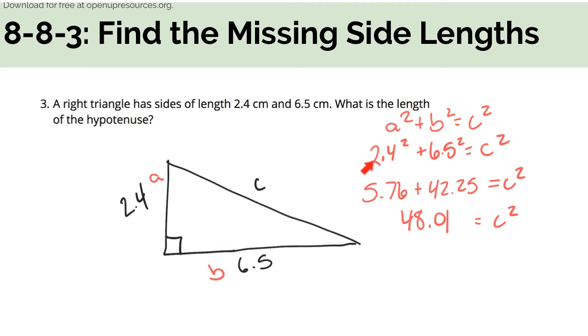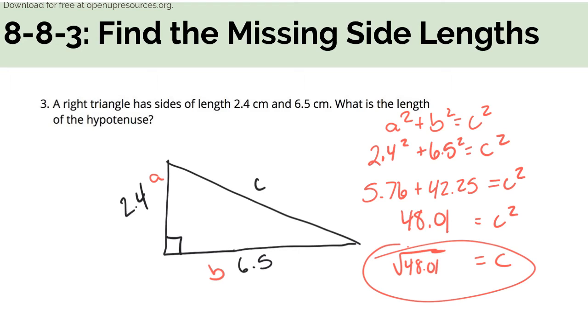Okay, so here I filled in what I knew. I labeled my legs as a and b. I had 2.4 squared plus 6.5 squared. I used a calculator. These are the numbers I got. So I end up with 48.01 equals c squared, which means c is going to equal the square root of 48.01. If you want to get a decimal on that, that's perfectly fine, but you can just leave it as a square root or an irrational number.